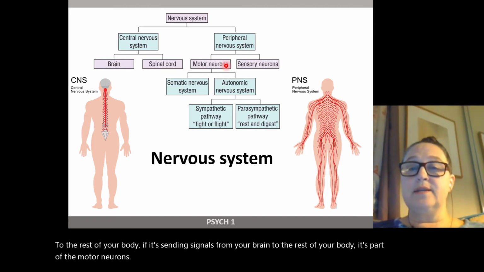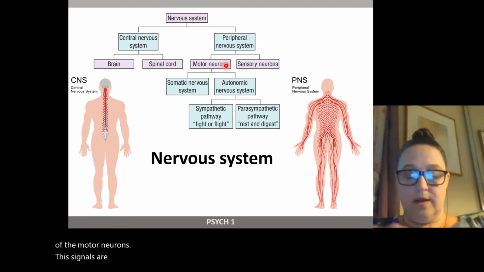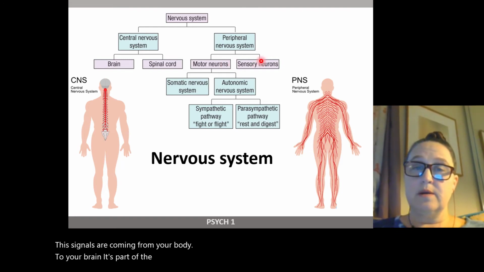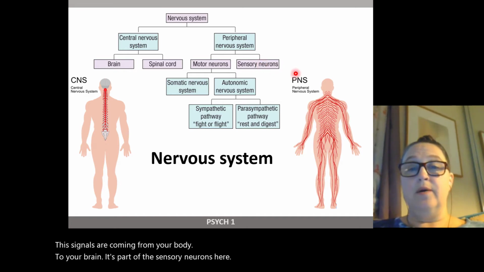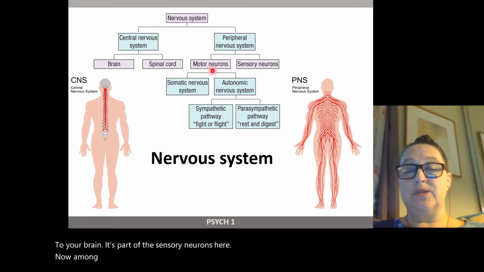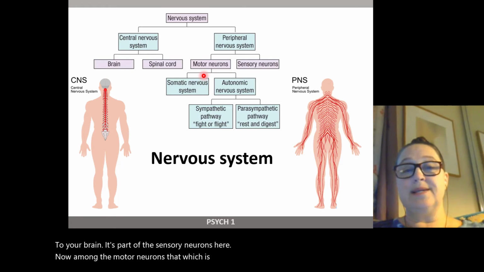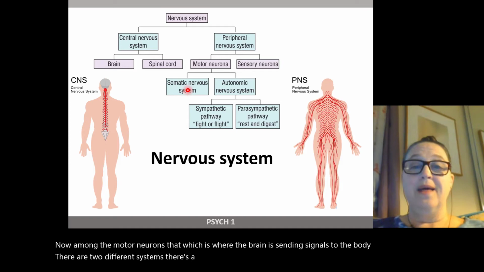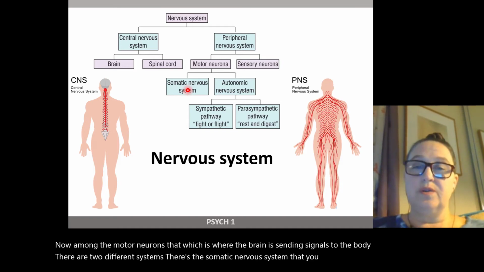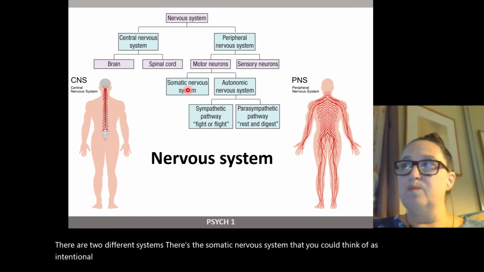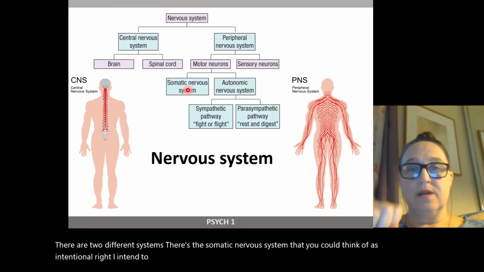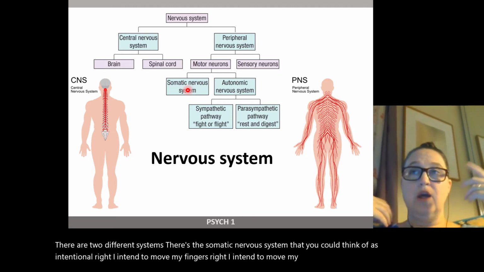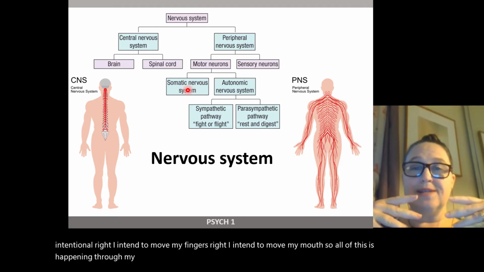If the signals are coming from your body to your brain, it's part of the sensory neurons here. Now, among the motor neurons, where the brain is sending signals to the body, there are two different systems. There's the somatic nervous system, which you can think of as intentional. I intend to move my fingers, I intend to move my mouth. So all of this is happening through my somatic nervous system.